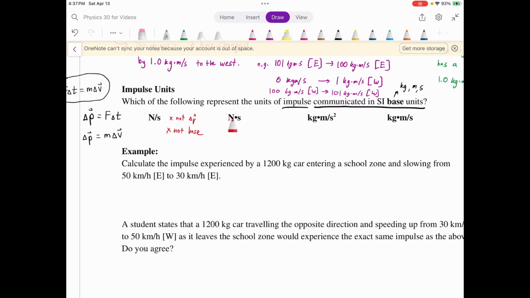Let's move on to this one. Newton seconds. So newtons times seconds. Would that give us the units of impulse? It would, right? Force measured in newtons times time measured in seconds. So this is actually a unit of impulse.